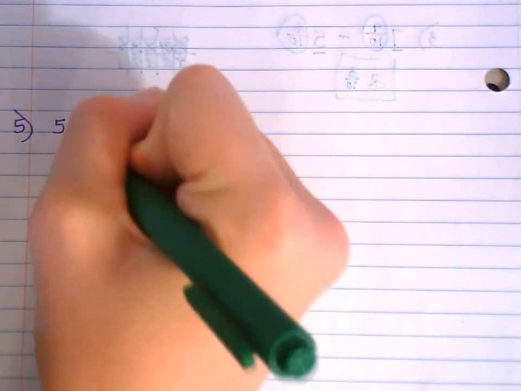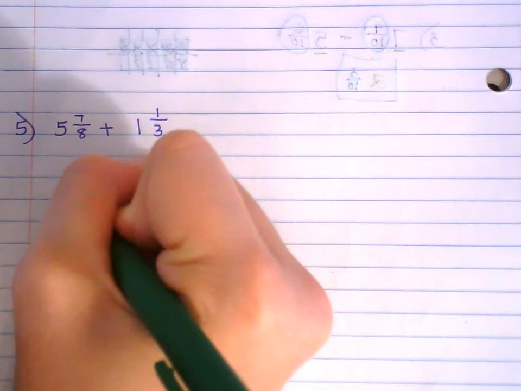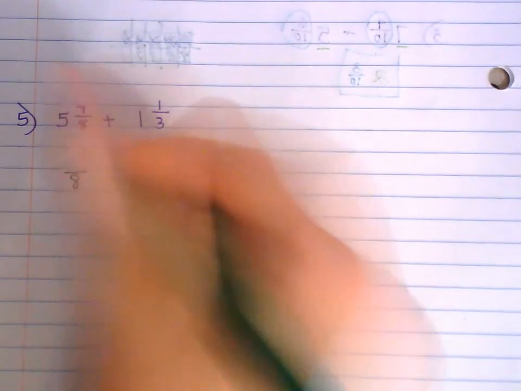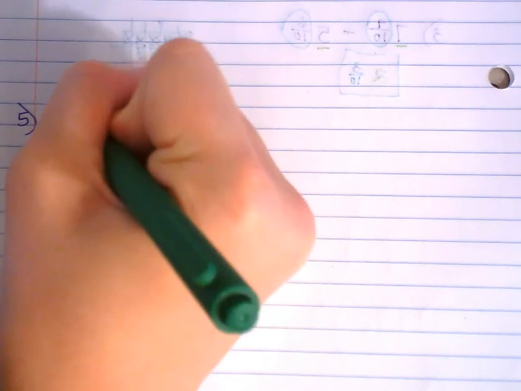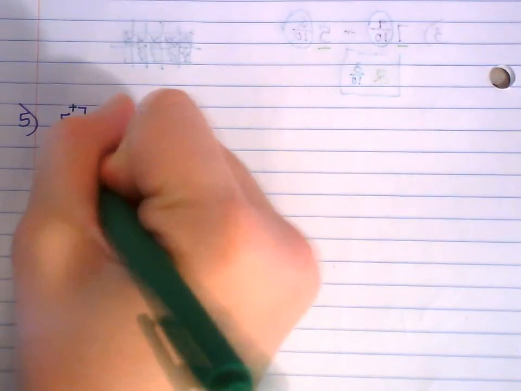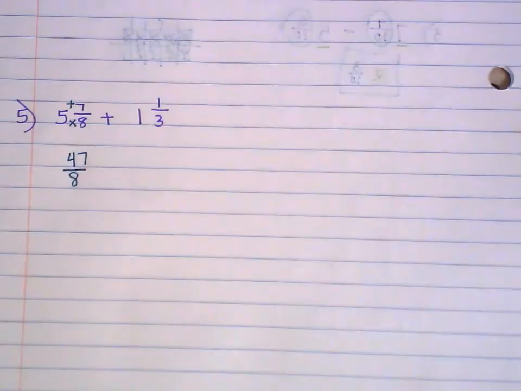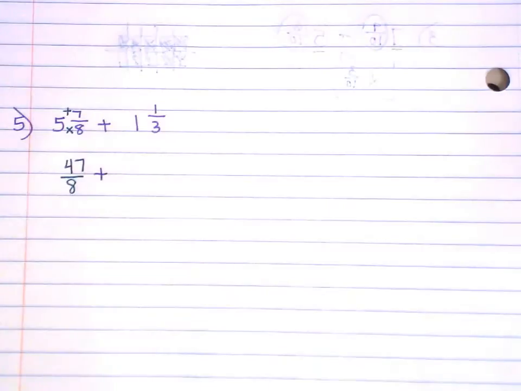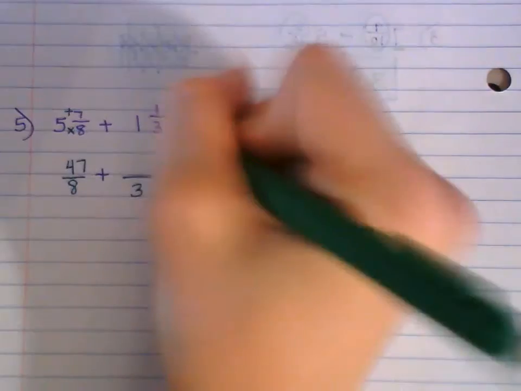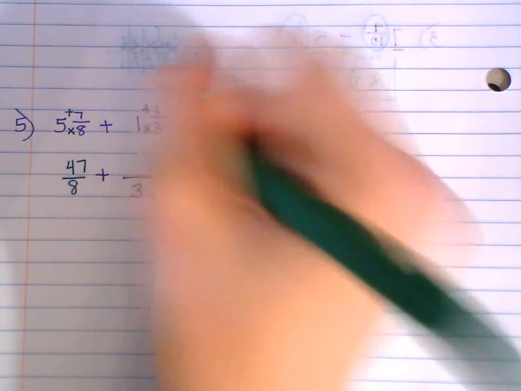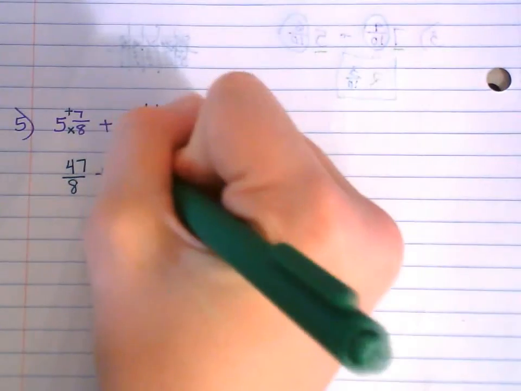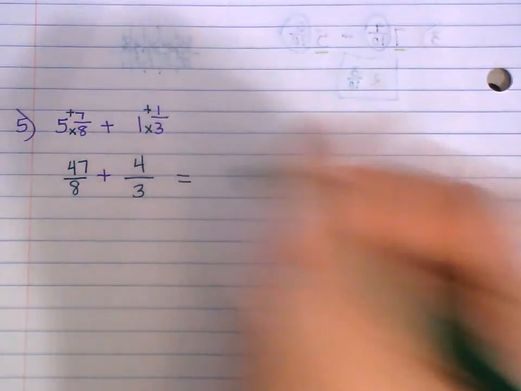So what you do is bring down the same denominator, 8. Okay? 8 times 5 plus 7. 8 times 5 is 40, plus 7, 47. Bring down the plus sign. All right, bring down the same denominator, 3. 3 times 1 plus 1. Well, 3 times 1 is 3, plus 1 more is 4. Okay?